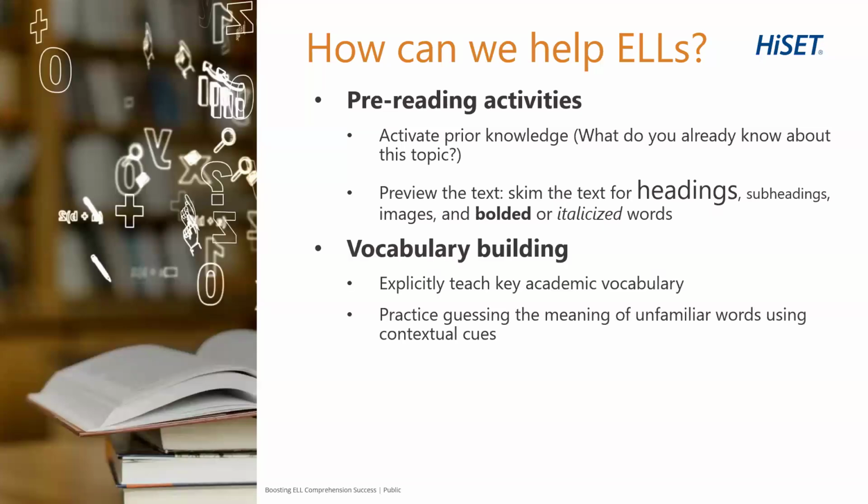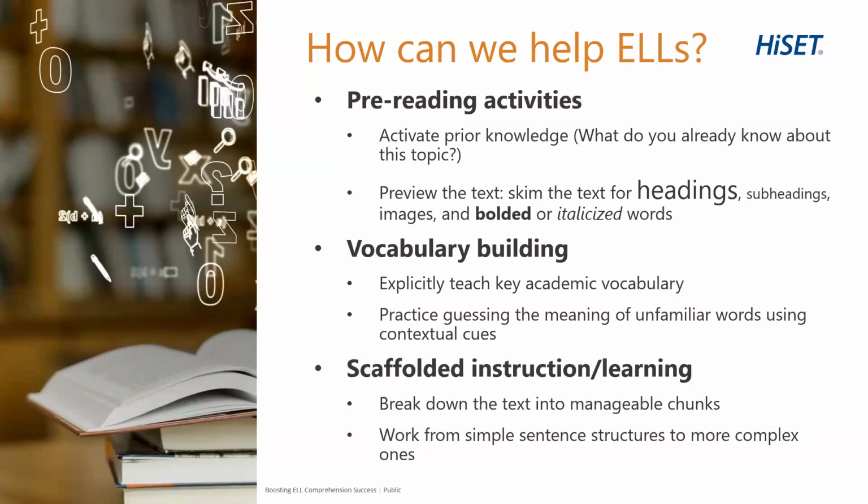And then vocabulary building. I talked about inferring. That's a word they need to understand. Tone. They need to understand what tone is, so when we ask, what is the author's tone, they can have an idea of what they're looking for. And then how can you use context clues to guess the meaning of a word?